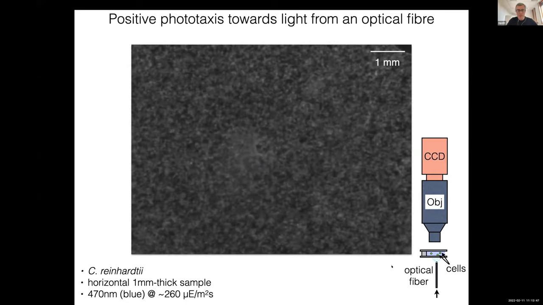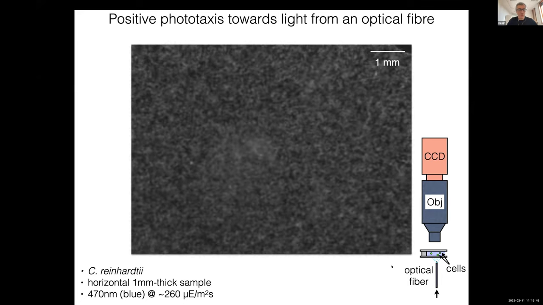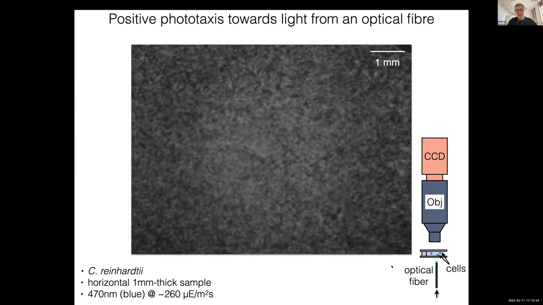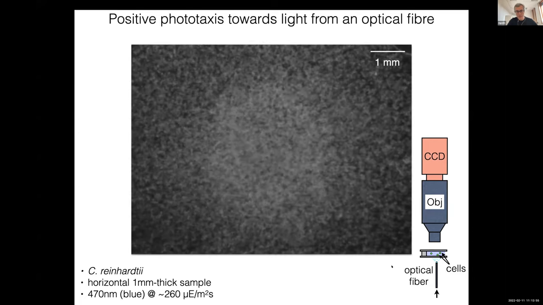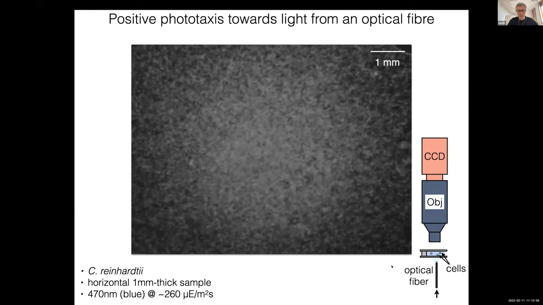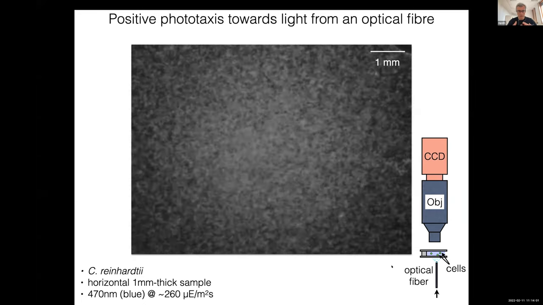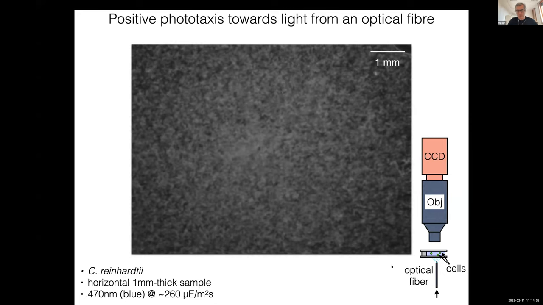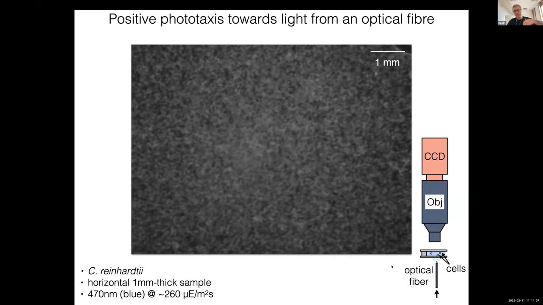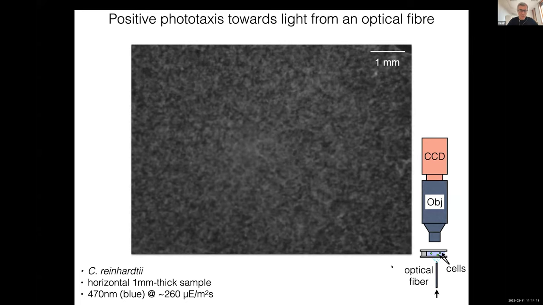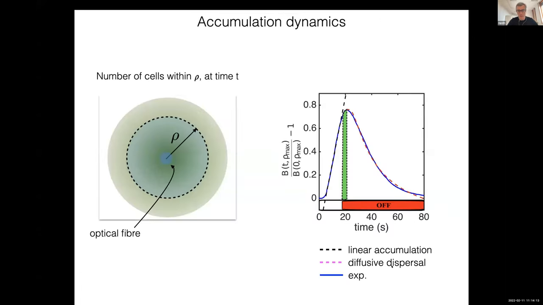In this way, you can turn on the fiber and then turn it off. When you turn it on, the light attracts the cells. They accumulate around the optical fiber. Then you turn it off, and you get this relaxation of the blob. You can repeat this over and over in order to get statistics and analyze the phototactic behavior at the population level.